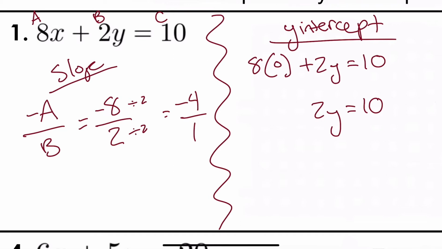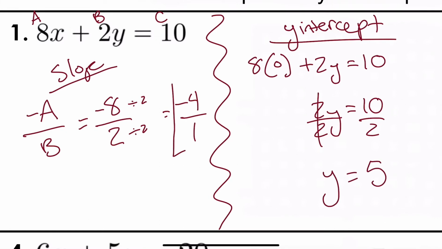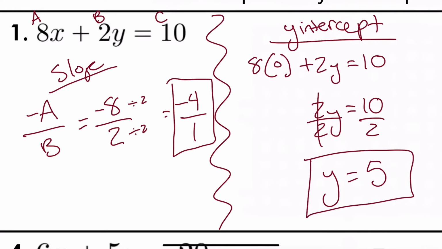Okay, second half of that was to solve for y. So I want y by itself, so I'm going to divide by 2 to get rid of that number. So then we have y equals 10 divided by 2, that is 5. So now I have my slope, and I have my y-intercept. And that's going to be it for that one.